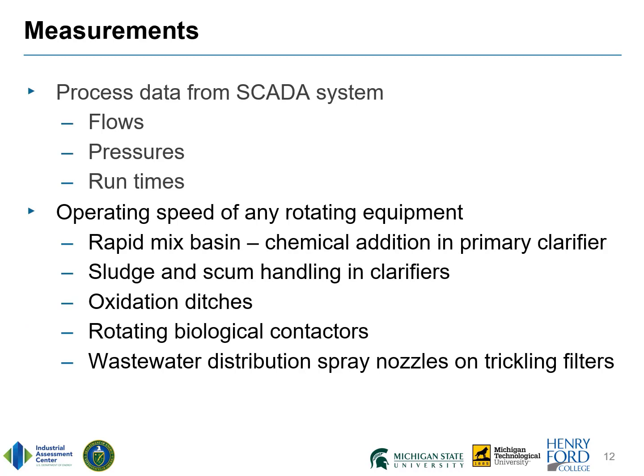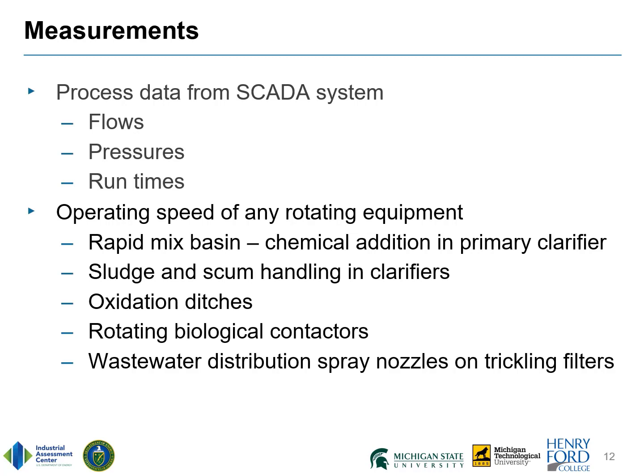During the energy audit, obtain the operating speed of any rotating equipment. These include rapid mix basin, for instance, chemical addition in the primary clarifier, sludge and scum handling in the clarifiers, oxidation ditches, rotating biological contactors, and wastewater distribution spray nozzles on trickling filters.